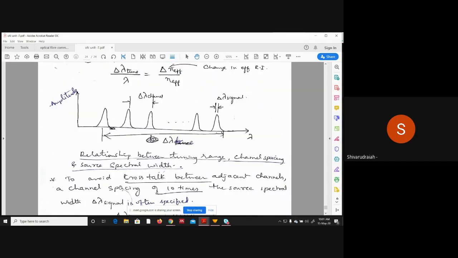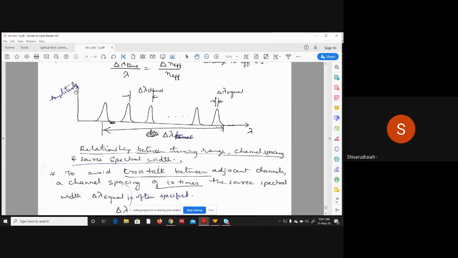Please concentrate on this diagram. On the y-axis we have amplitude, that is the amplitude of the light signal of different wavelengths. On the x-axis we have lambda. The peaks that you are observing here are the peaks of different wavelengths, and delta lambda channel is nothing but the spacing between two adjacent wavelengths. Delta lambda channel represents the spacing between any two adjacent channels or wavelength signals, right? And delta lambda signal represents the width of that particular wavelength or channel. There are four to five terminologies you can see.